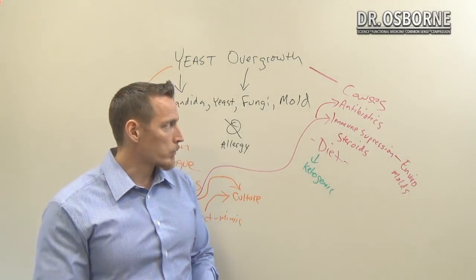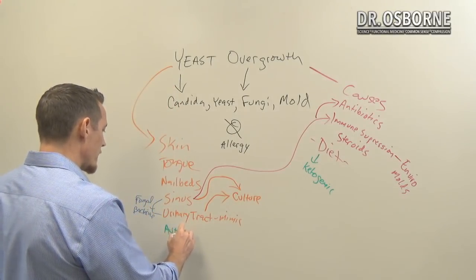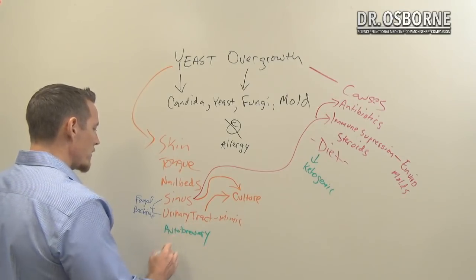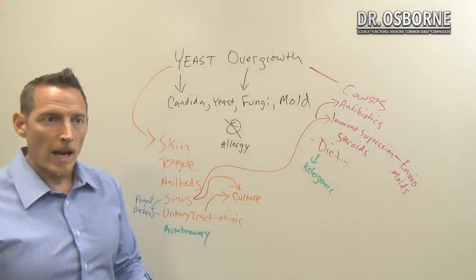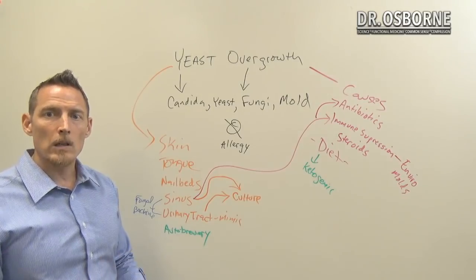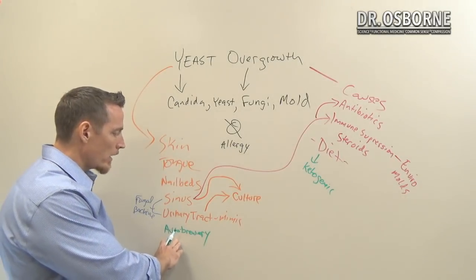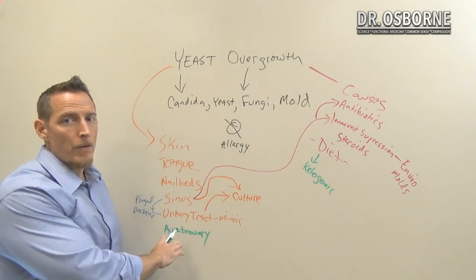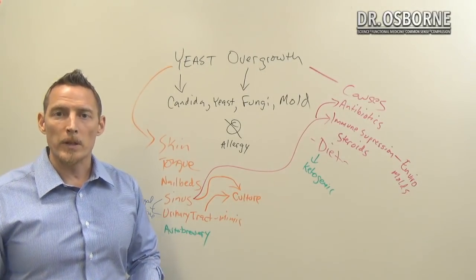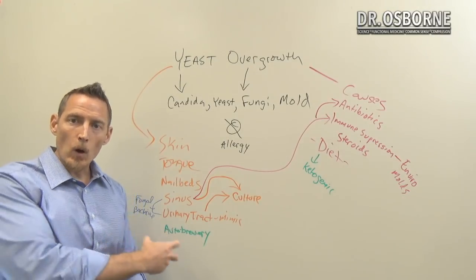Now, when I talk about auto-brewery, that's one of the things that can make you mildly intoxicated. Auto-brewery is when you overconsume carbohydrates and you have an existing yeast overgrowth, typically in the gut, and the yeast overgrowth converts the carbohydrates into alcohol. And this has been studied a number of different times. There's actually a recent study showing how different infant formulas, because they're so high in carbohydrates, can create yeast problems and alcohol problems in babies.